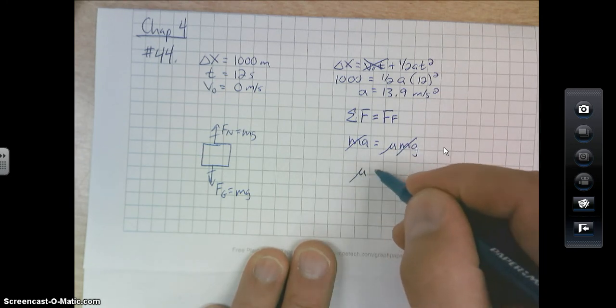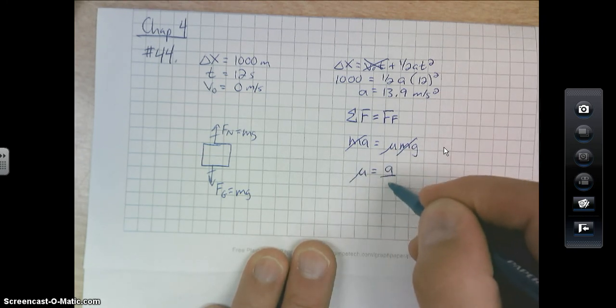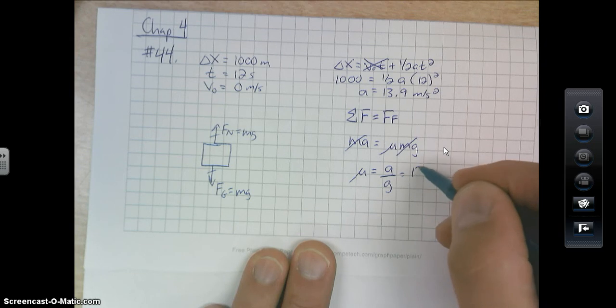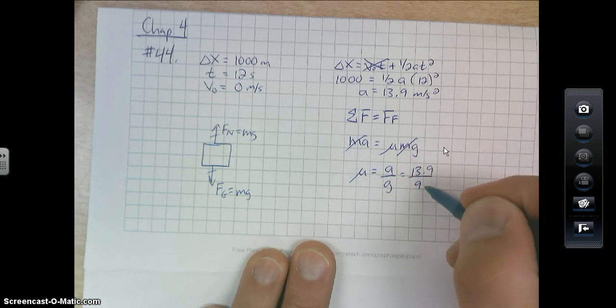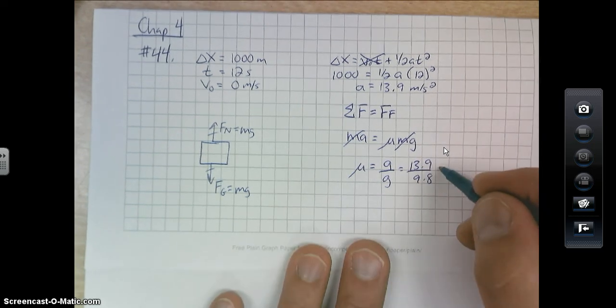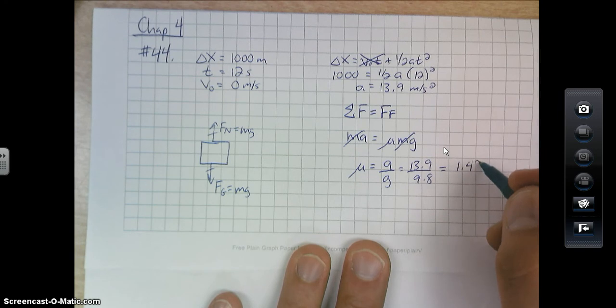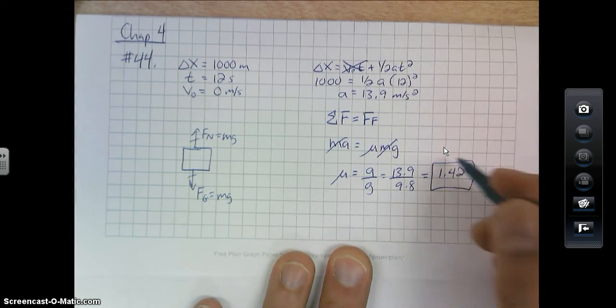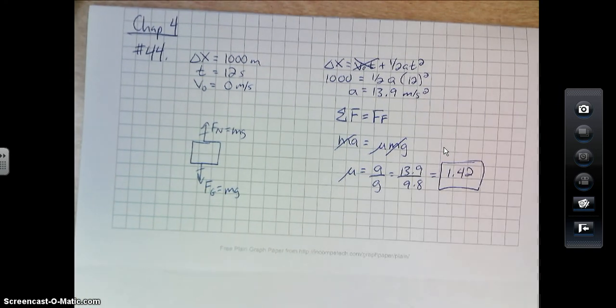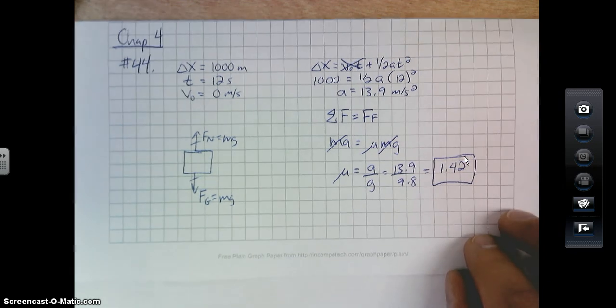So mu is a divided by g, which would be 13.9 divided by 9.8, and we end up with a mu value of 1.42. Reminder that mu is a unitless quantity. That's a pretty quick one actually, but again, it can be a bit of a troubling problem for some students.